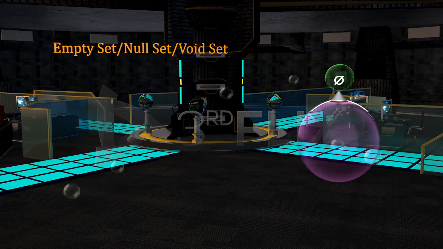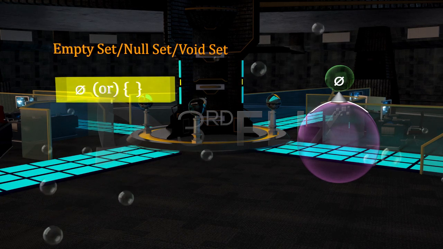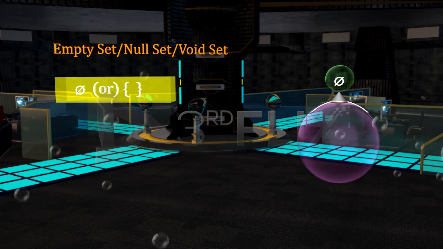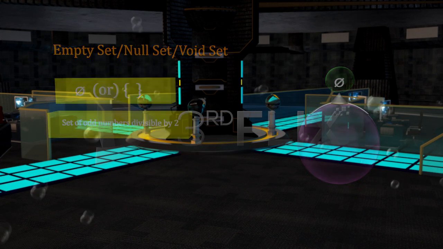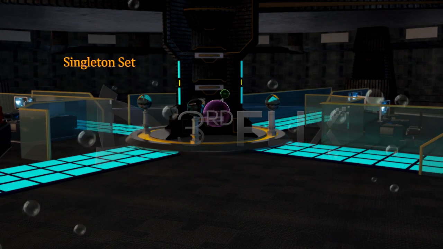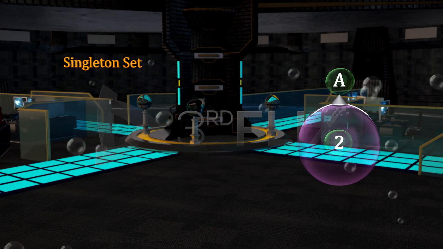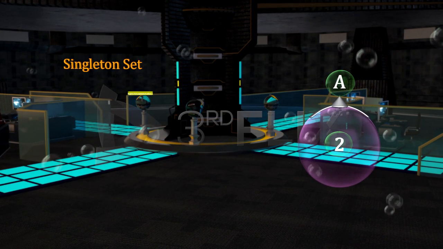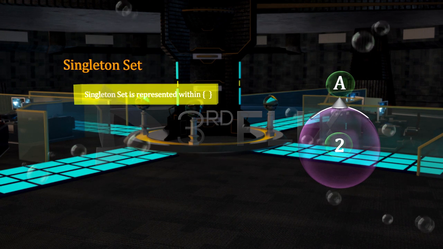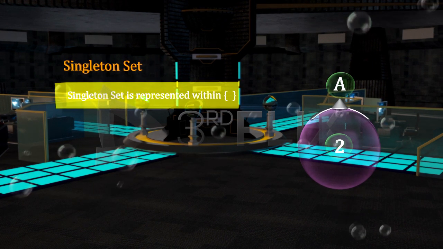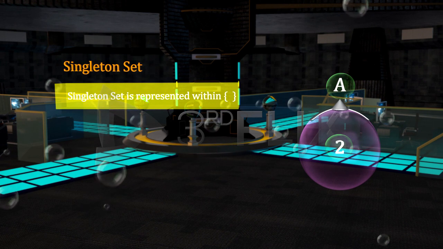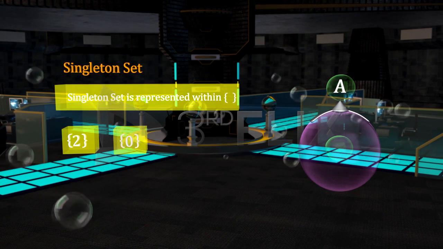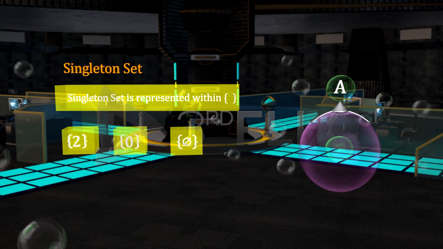Types of sets: empty set, null set, void set. Example: the set of odd numbers divisible by 2. Singleton set. A set having a single element is called a singleton set. It is represented by writing down the element within the braces. Examples: the single element set {2}, the single element set {0}, the set of non-empty sets.